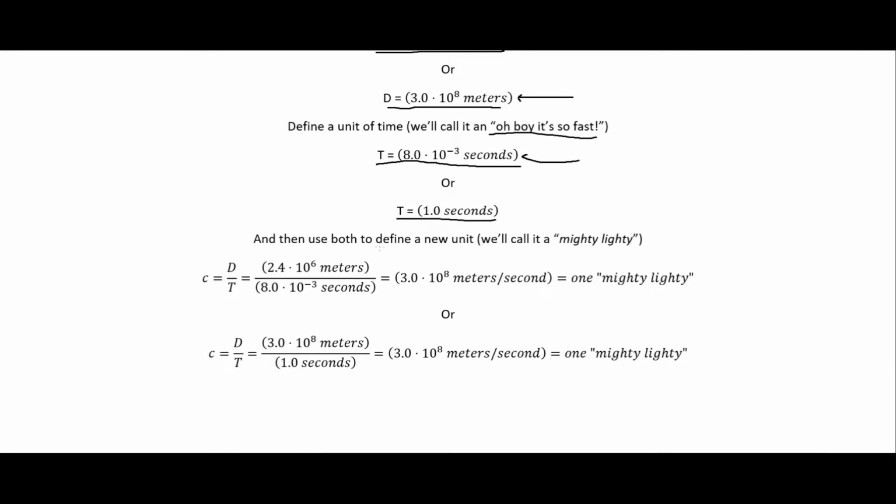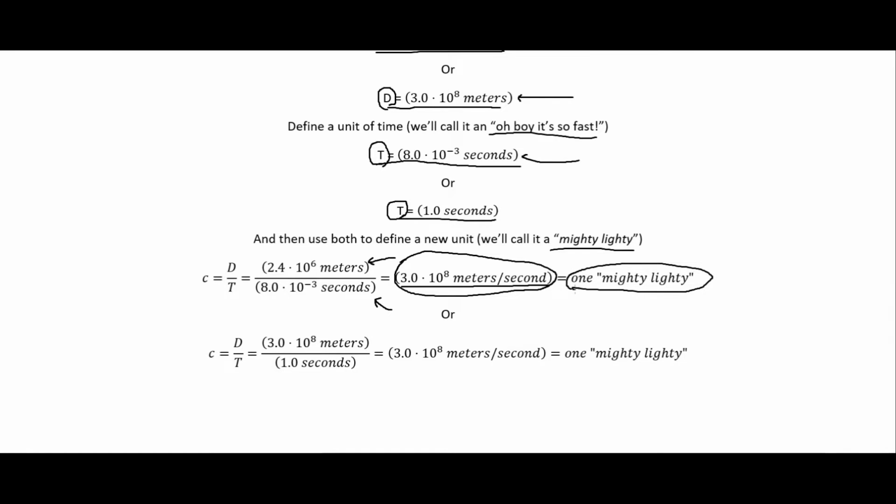Then we can use both of those to define a new unit, which I'm calling a mighty lighty. And so our C is equal to our D up here over our T up here, so one of our two T's. So here we have the 2.4 times 10 to the 6 over 8.0 times 10 to the negative 3. That gives us 3 times 10 to the 8 meters per second, which is the speed of light. But one of these, so 3.0 times 10 to the 8 meters per second is one mighty lighty.